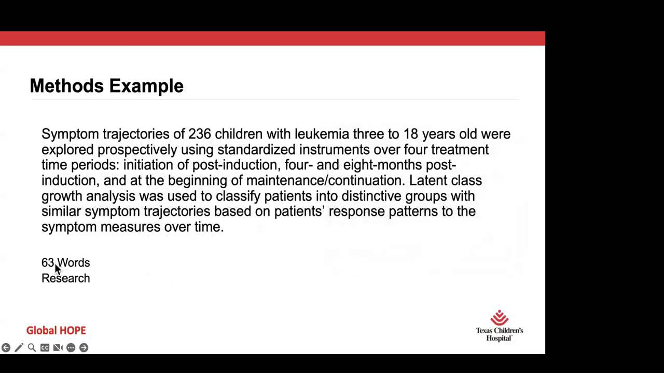And here's an example. This is a research one. 63 words were used. Symptom trajectories of 236 children with leukemia 13 to 18 years of age were explored prospectively using standardized instruments over 4 treatment periods: the initiation of post-induction, 4 and 8 months post-induction, and at the beginning of maintenance and continuation. Latent class growth analysis was used to classify patients into distinctive groups with similar symptom trajectories based on the patient's response patterns to the symptom measures over time.